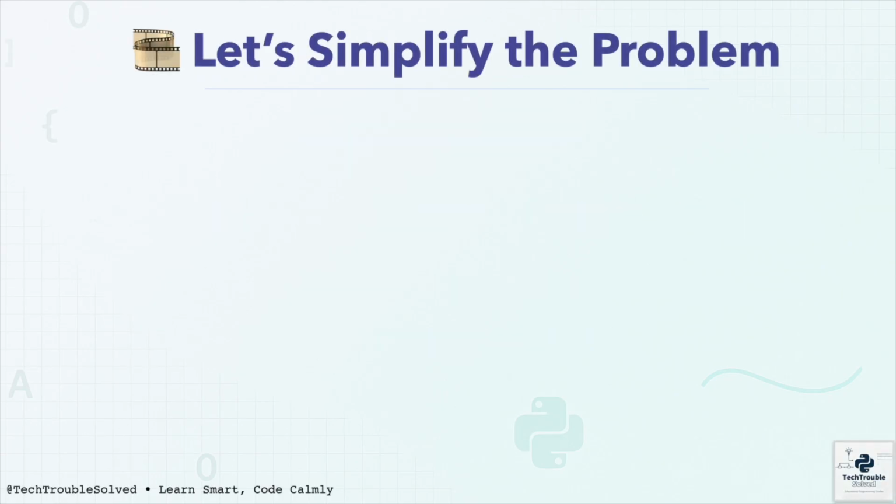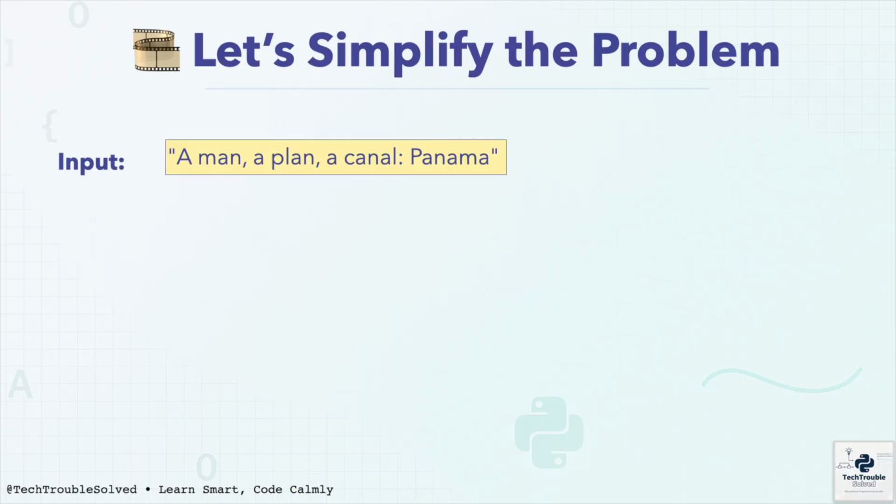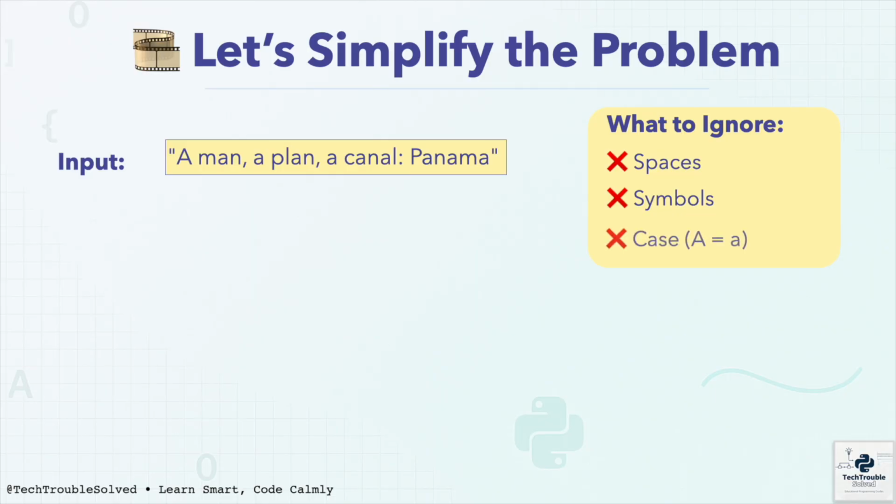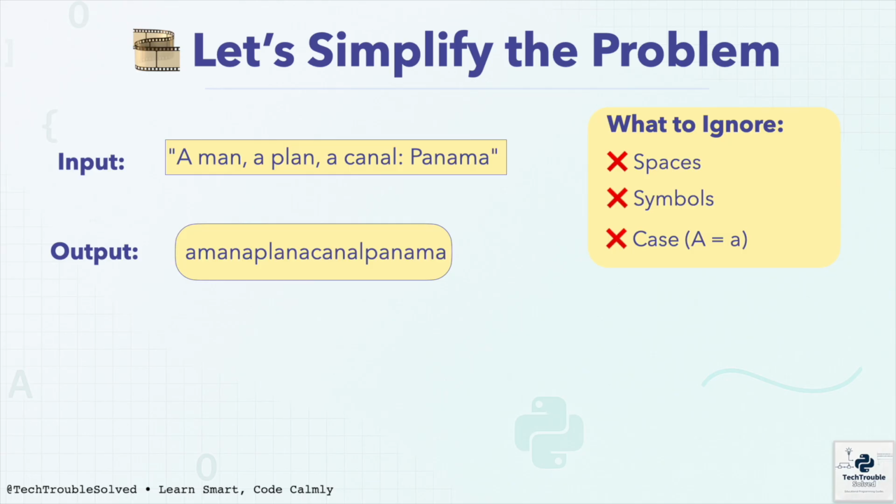Now let's simplify the problem using the given input. The string is "A man, a plan, a canal: Panama." The problem clearly tells us what to ignore. We ignore spaces, we ignore symbols, and we ignore case differences, meaning capital A and small a are the same. After applying these rules, we check whether the resulting characters form a palindrome.